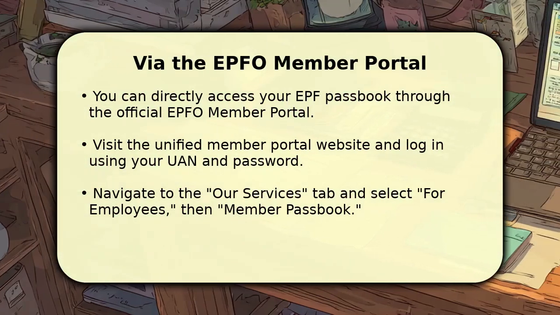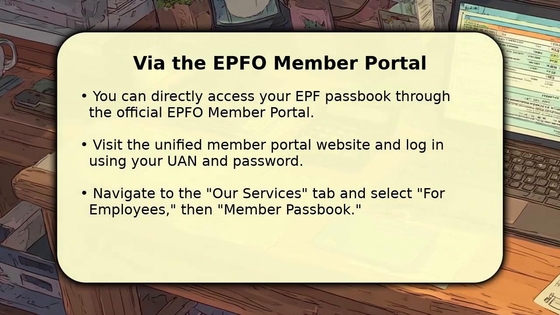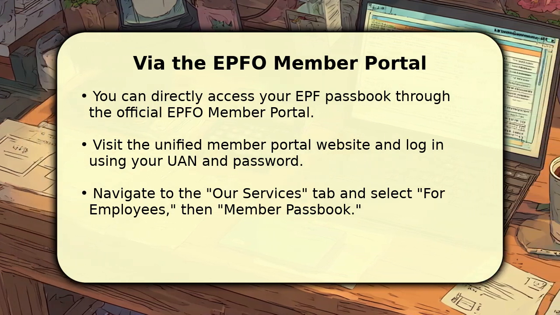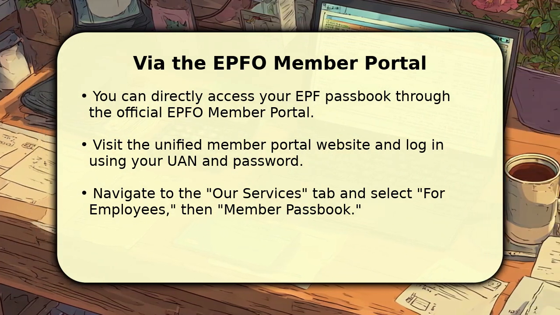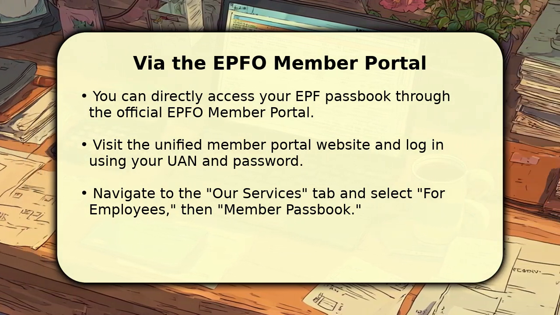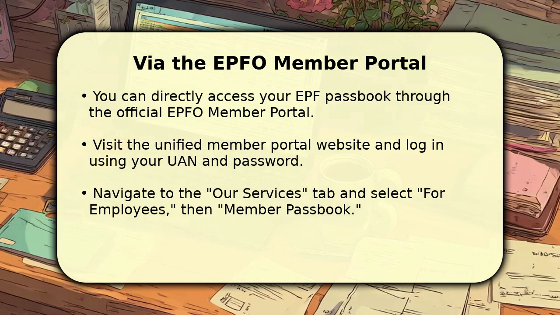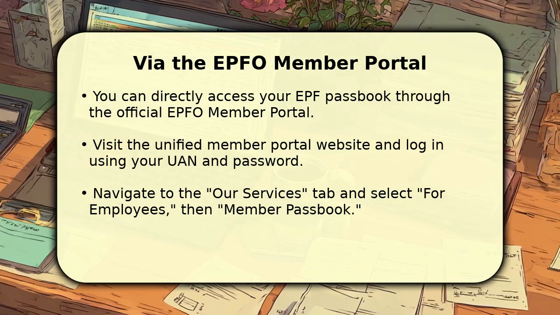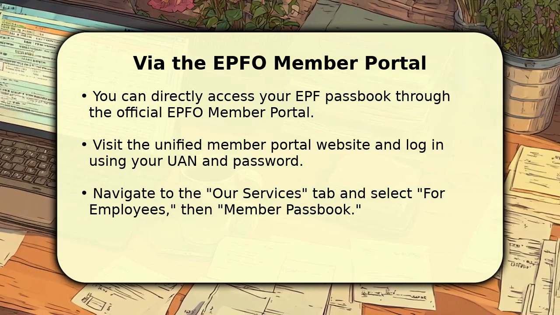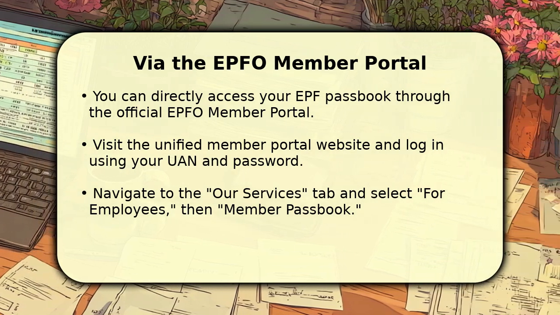For a detailed view, the official EPFO member portal is an excellent resource. Simply visit the Unified Member Portal website, logging in with your UAN and chosen password. Once inside, find the Our Services tab and select For Employees, then Member Passbook. This will display your entire account statement, including contributions from all previous employers, offering a comprehensive financial overview. You can often download this statement as a PDF for your records.